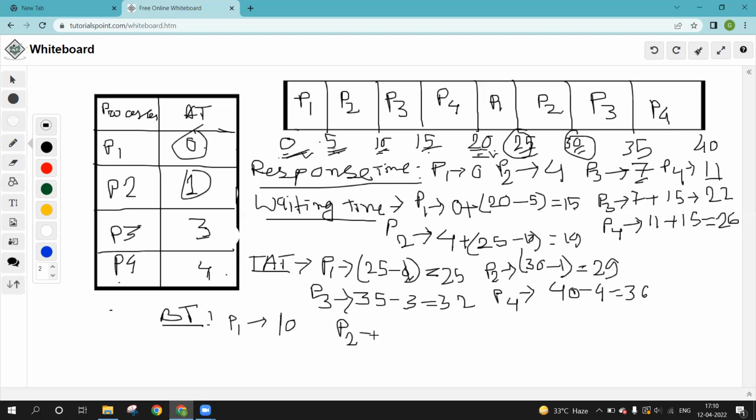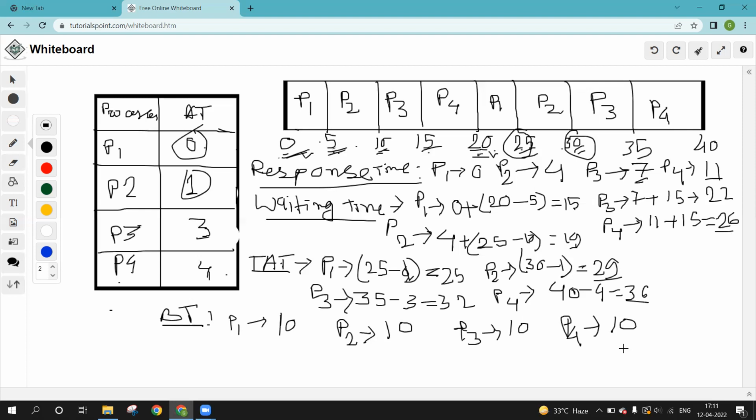For P2, the turnaround time is 29 and the waiting time is 19. So 29 minus 19 is 10. Or also check: the first execution time is 10 minus 5 is 5, and the second execution time is 30 minus 25 is 5. So 5 plus 5 is 10. It matches. For P3, the turnaround time is 32 and the waiting time is 22, so the burst time is 32 minus 22, which is 10. For P4, the turnaround time is 36 and the waiting time is 26, so 36 minus 26 is 10.